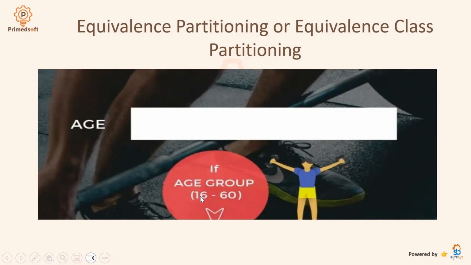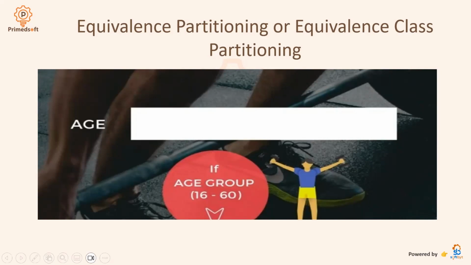So from 16 to 60 becomes our valid, and from 61 and above becomes our invalid. So that is how you will test this website using this testing technique. Divide it into partitions. Once you've divided it into partitions, you enter one value, because like I said, any value around each partition is expected to behave the same way.